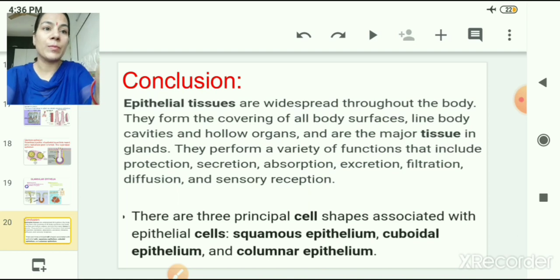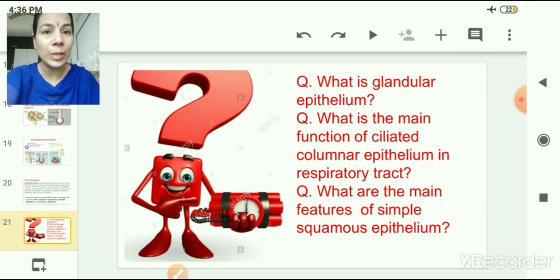Now there are some questions for you, children. We will quickly go through the questions. The first question is, what is glandular epithelium? The second question is, what is the main function of ciliated columnar epithelium in the respiratory tract? And the third question is, what are the main features of simple squamous epithelium? Children, you have to write down the answers to these questions in your own words in a rough notebook.